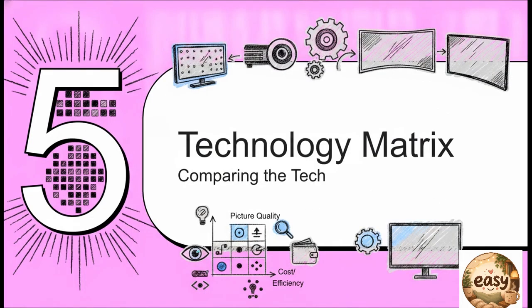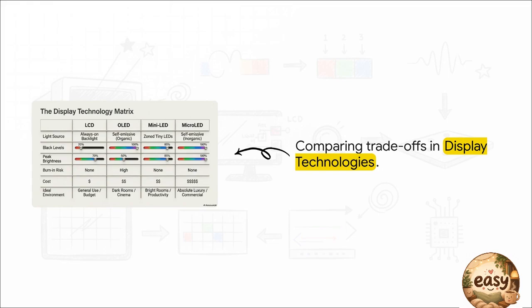Section 5, the Display Technology Matrix. With all that incredible engineering in mind, let's summarize how these distinct architectural approaches actually stack up against each other. Walking through these detailed metallic slider bars on the matrix, you can see LCD sits at just 20% for black levels, due to that always-on light we talked about, but OLED absolutely nails the full 100%.